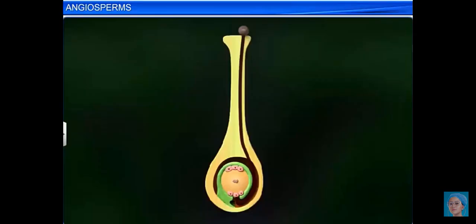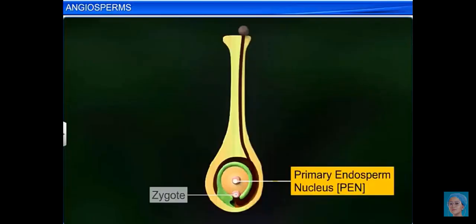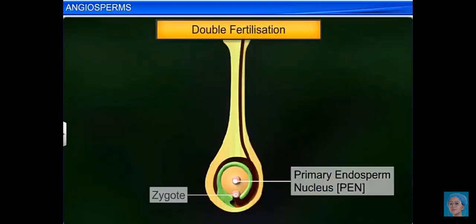Here, the pollen grain germinates and produces a pollen tube. This tube penetrates the tissues of the stigma and style to enter the embryo sac inside the ovule. It discharges 2 male gametes inside the embryo sac. While one gamete fuses with the egg cell to produce a zygote, the other gamete fuses with the diploid secondary nucleus to produce the triploid primary endosperm nucleus. This event is called double fertilization as it involves 2 fusions. Interestingly, double fertilization is observed only in angiosperms.